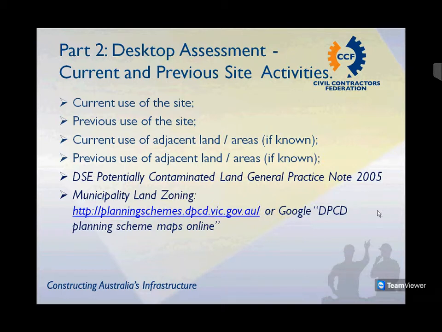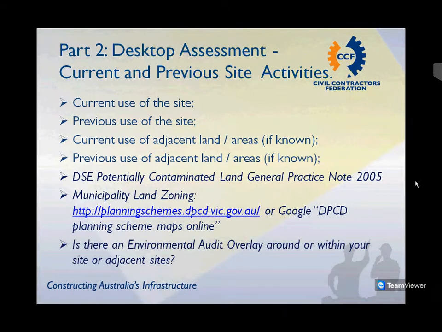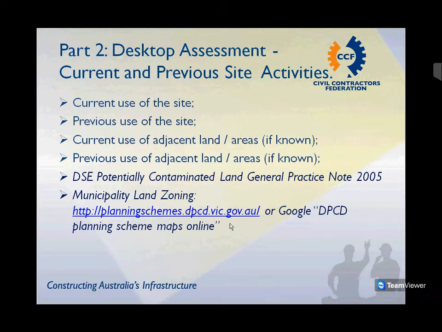Where applicable, ask your local council or shire, the client, the landowner, adjacent landowners even, or members of the community to find out this information. Before we get to that one, what I'll do is just quickly demonstrate, if you haven't used the Department of Planning and Community Development website to search planning schemes, you can click on this link here, or Google DPCD Planning Scheme Maps Online.